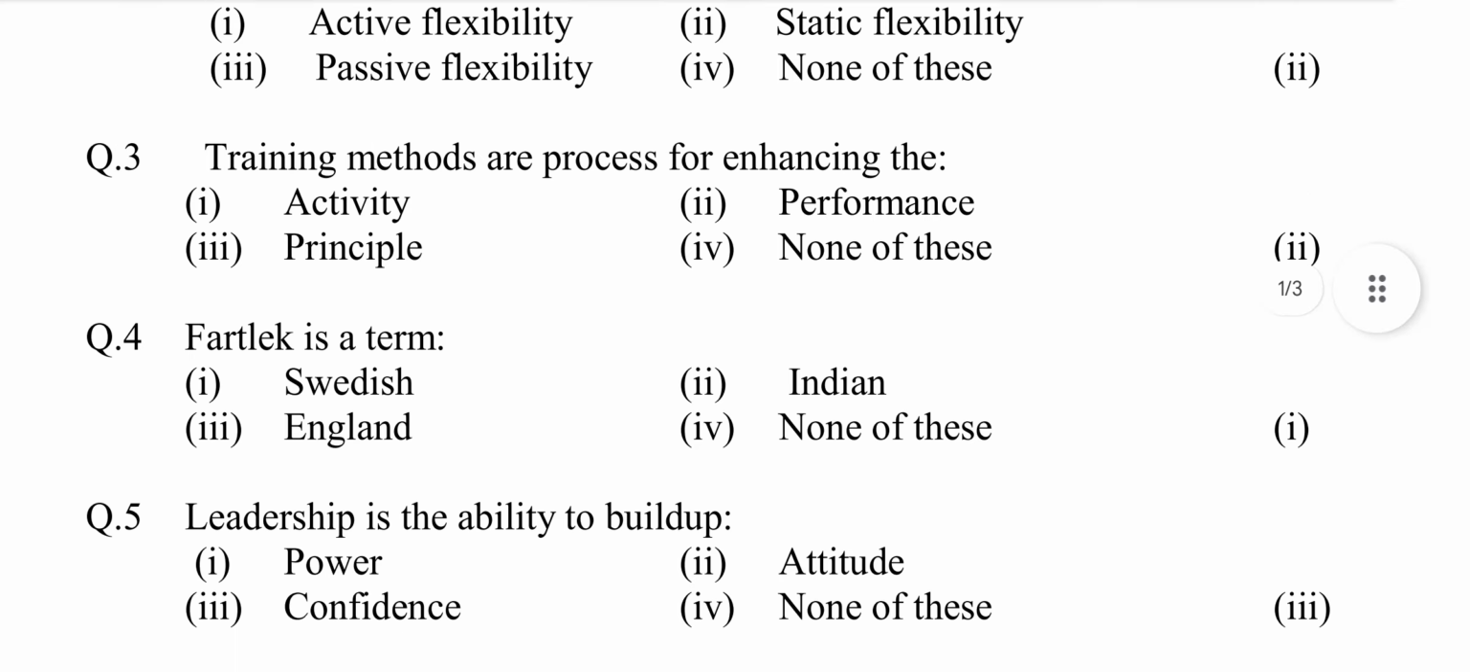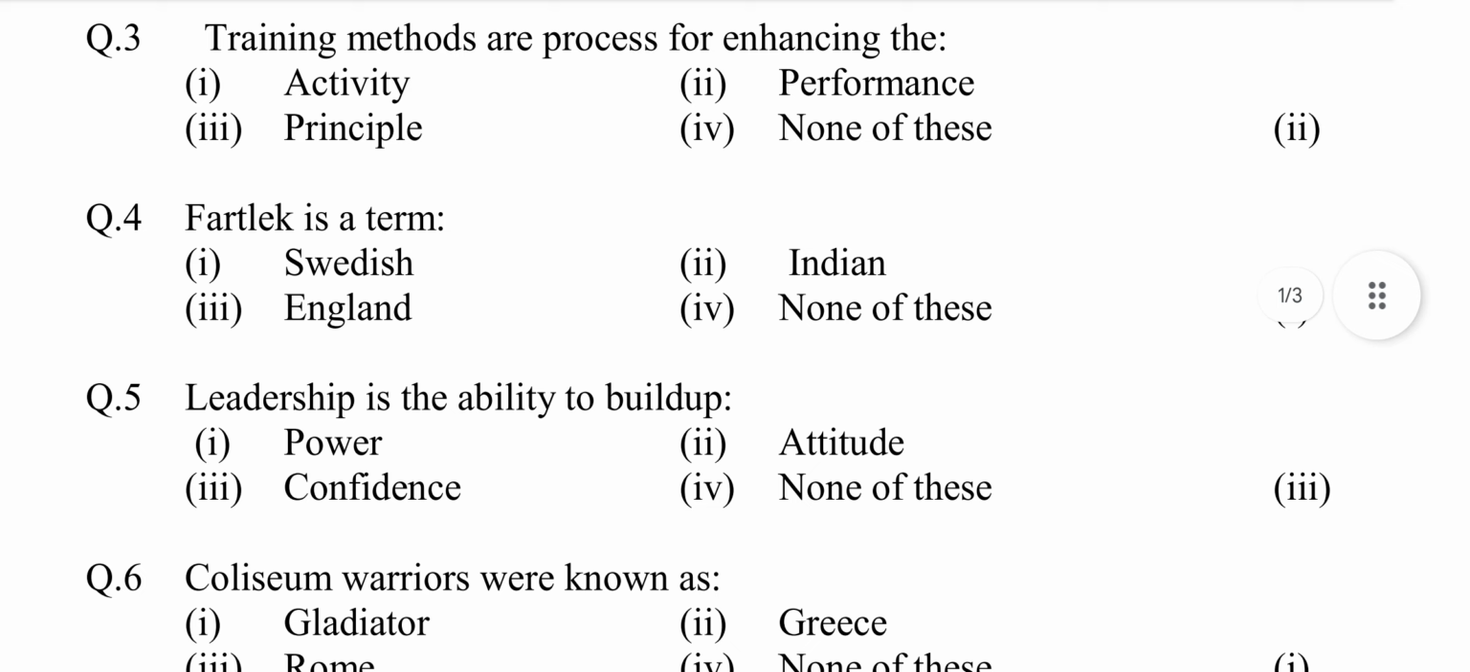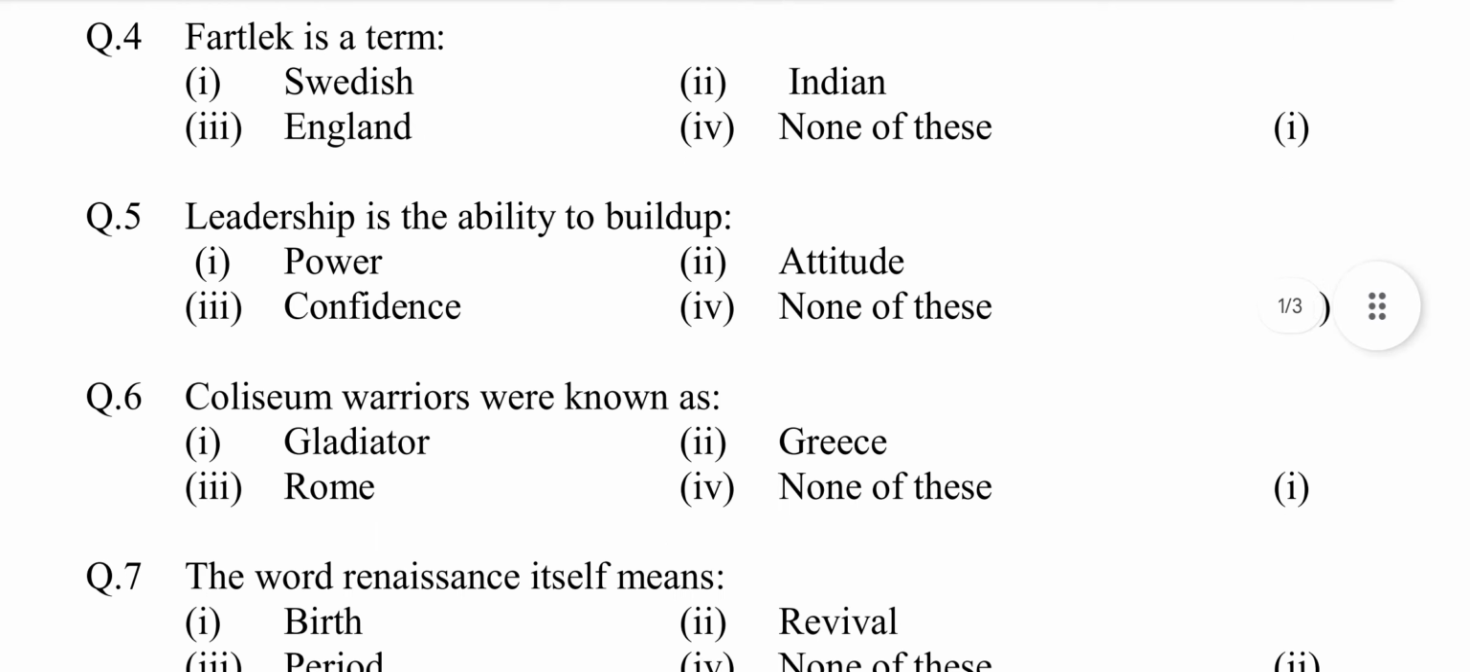Question number 3. Training methods or process for enhancing the: option first activity, second performance, third principle, fourth none of these. Answer is option second, performance. Question number 4. Fartlek is a term: option first Swedish, second Indian, third England, fourth none of these. Answer is option first, Swedish.